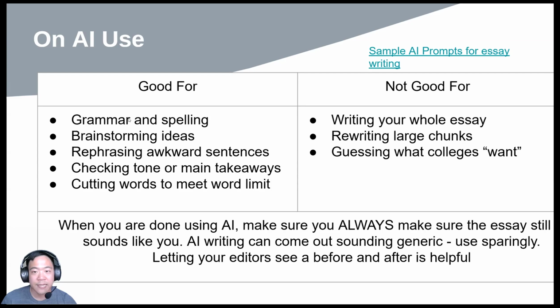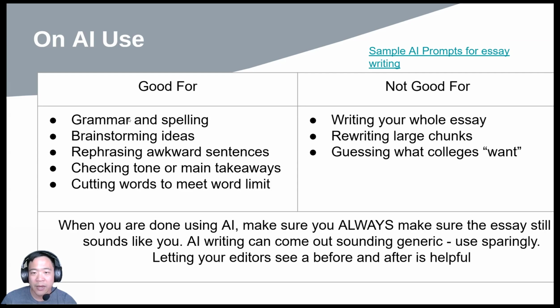The last piece we want to cover is AI usage. AI is an amazing tool when used correctly. It's great for things like grammar checks, brainstorming, and making small cuts. You should not use it for writing your whole essay or large chunks. And it also isn't great for guessing what colleges want since every reader is going to be different.